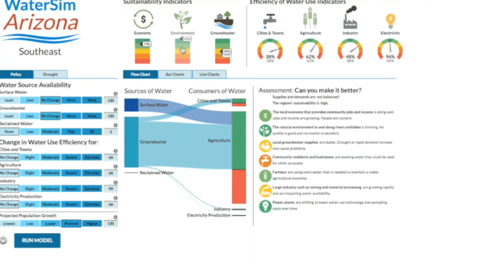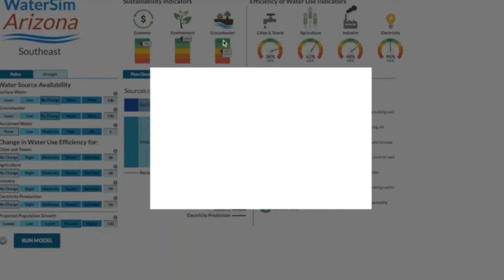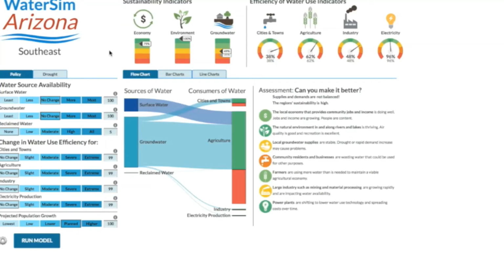Lastly is groundwater. This provides a snapshot of future groundwater sustainability, as in 2050, and are we pumping more water than we are recharging, which would be unsustainable, or are we in balance, which means that groundwater pumping equals groundwater recharge. Learn more about each of the sustainability indicators by clicking on the icon.